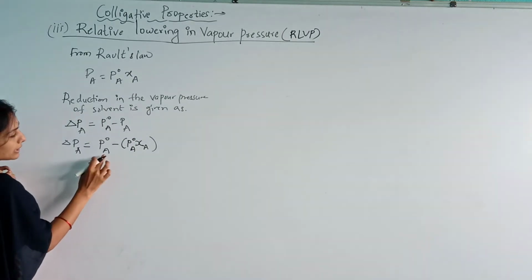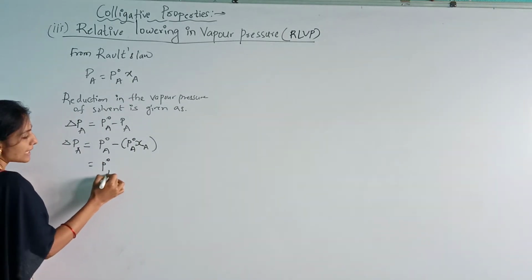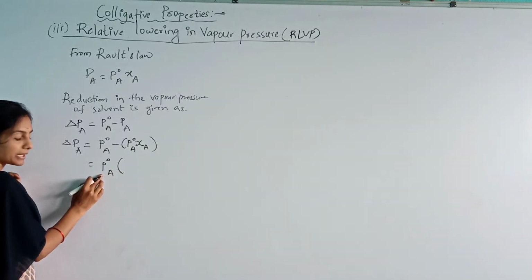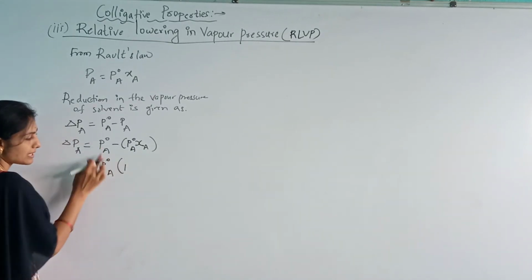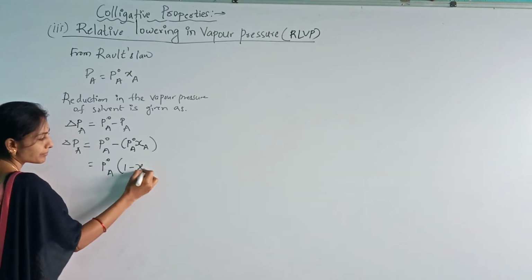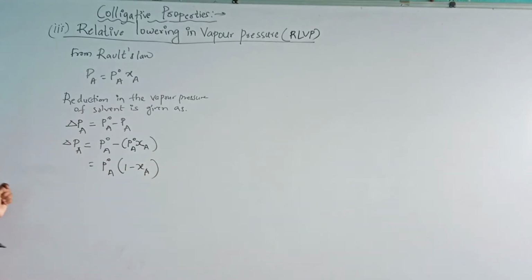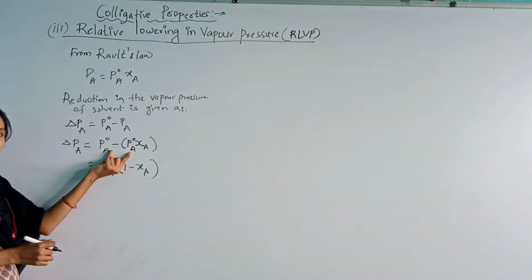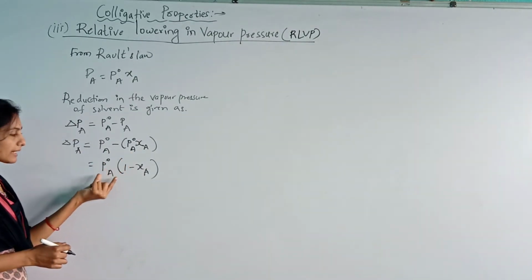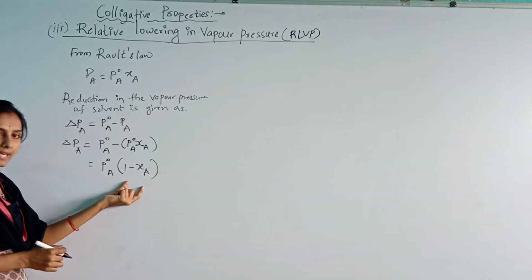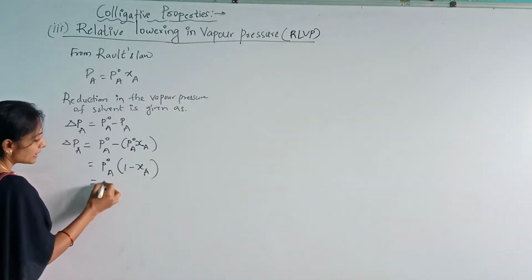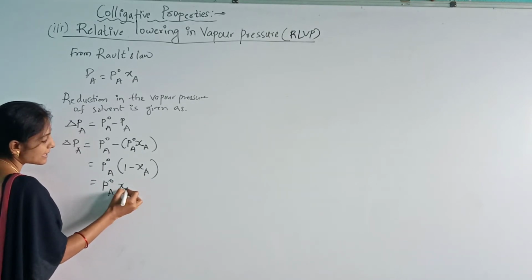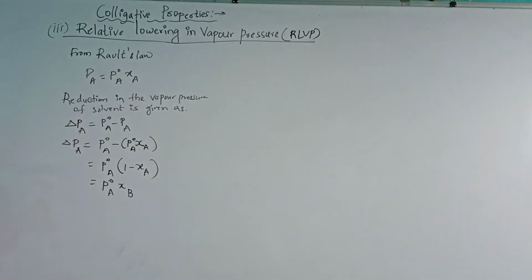Now take P naught A as common in both the terms. It is simple mathematics: I can write delta PA = P naught A into (1 minus XA). Next step, I am replacing this 1 minus XA with the term XB.